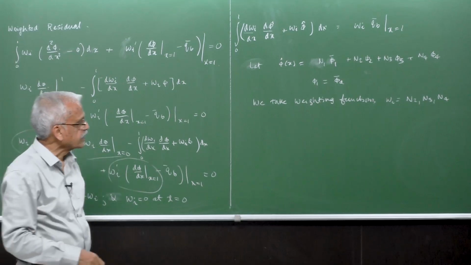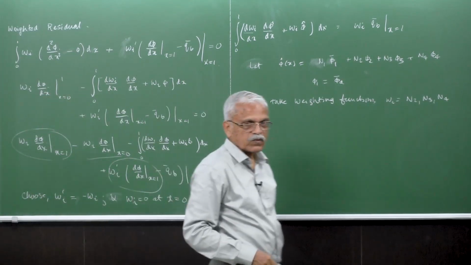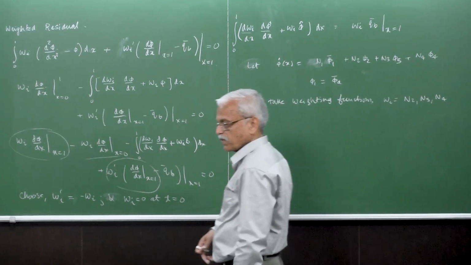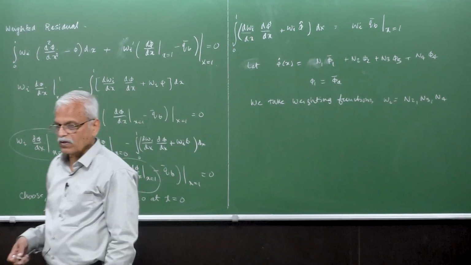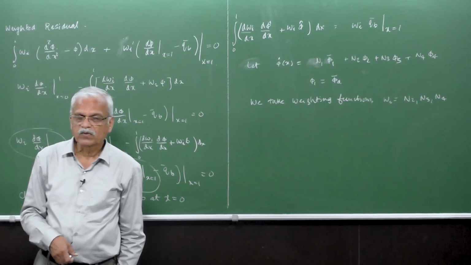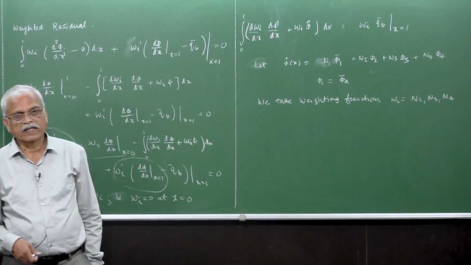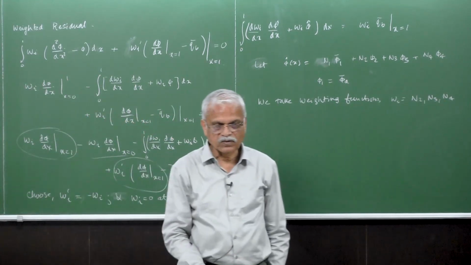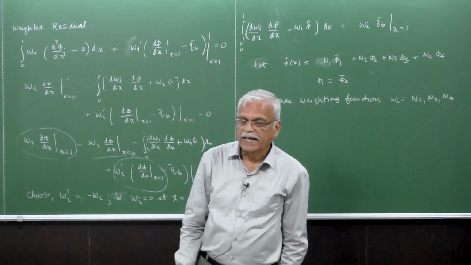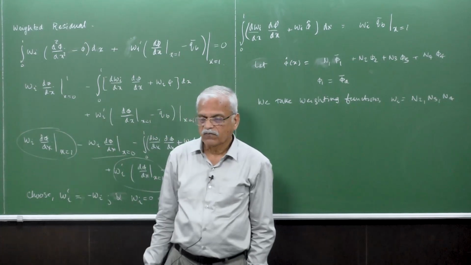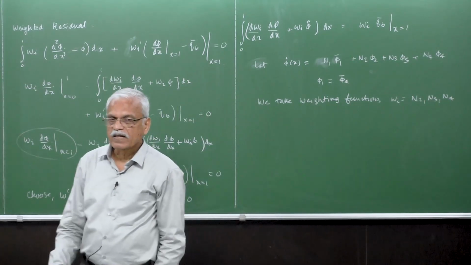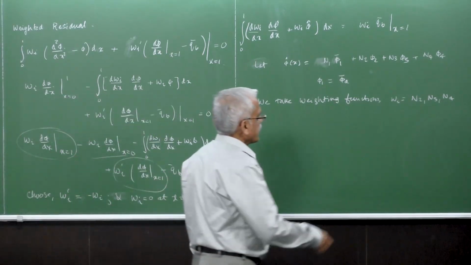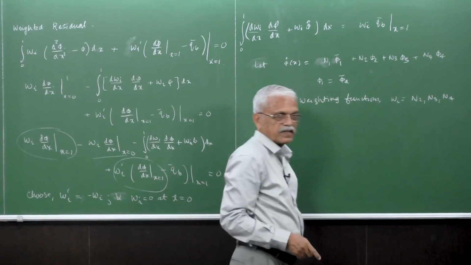So the weighting function has to be 0 at the point where the displacement boundary condition has been prescribed. So at x is equal to 0, Wi has to be 0. That means it cannot be N1, because N1 takes a value of 1 at x is equal to 0. So it can only be N2, N3 and N4, which take a value of 0 at x is equal to 0. That is why we don't take N1; it's only N2, N3, and N4.